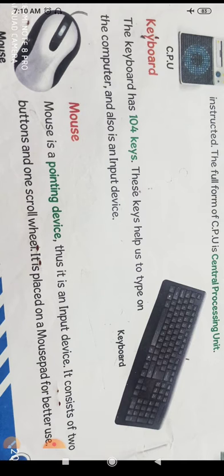It consists of two buttons and one scroll wheel. It is placed on the mouse pad for better use. One is your left click and the second is your right click. With the left click you can open any document. With the right click you can see the properties, make a new folder, or refresh your computer. And in the middle you can see there is a scroll wheel, so you can scroll your page up and down, correct?